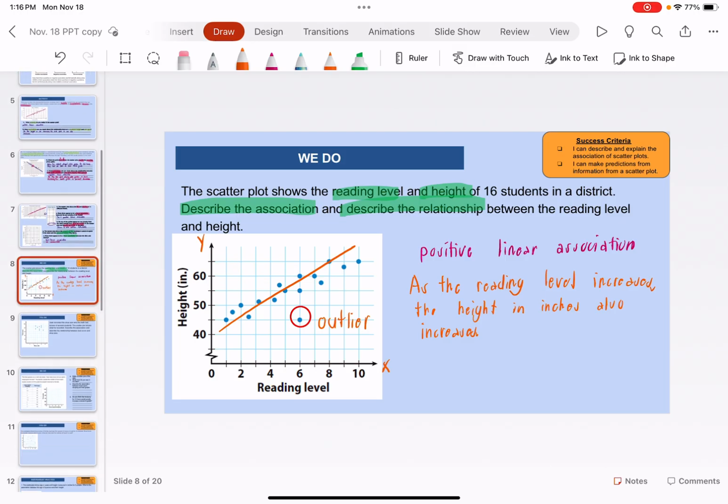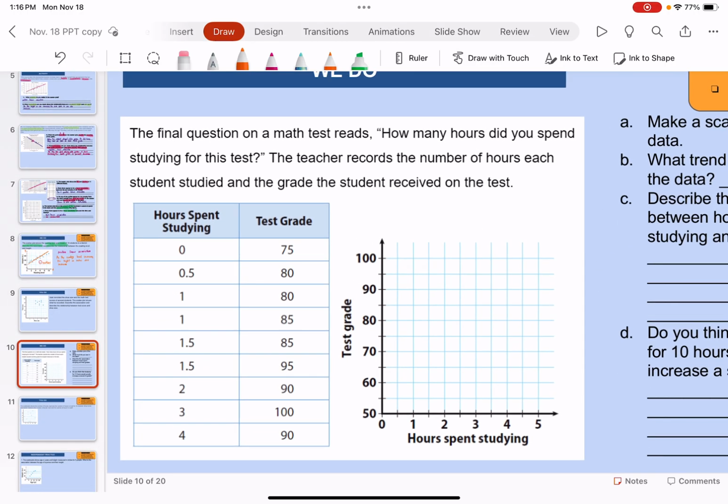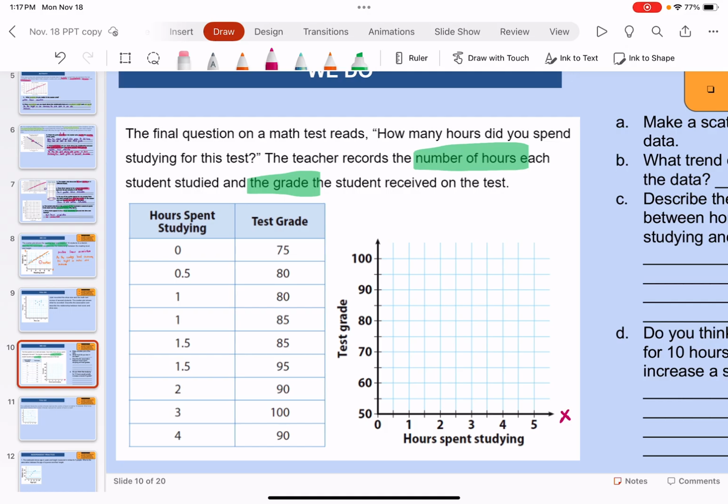So then our next We Do problem, we're going to have to construct the scatter plot, or we're going to have to make it, right? So this one says the final question on a math test reads, how many hours did you spend studying for this test? The teacher records the number of hours each student studied and the grade the student received on the test. So we're going to go ahead and label our table. The hours spent studying, if we look on our graph, we can see it's already been labeled as the x-axis. So we're going to label X on top. And so that means that the test grade is our Y.